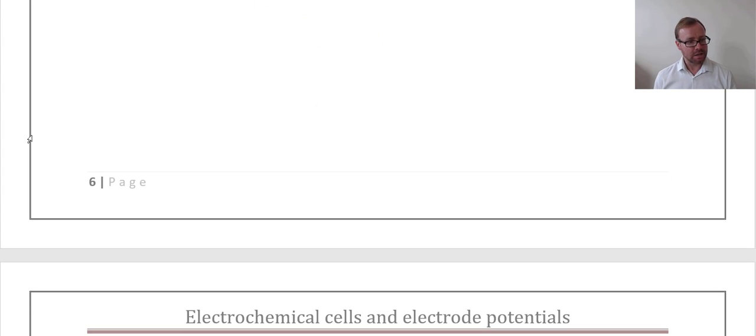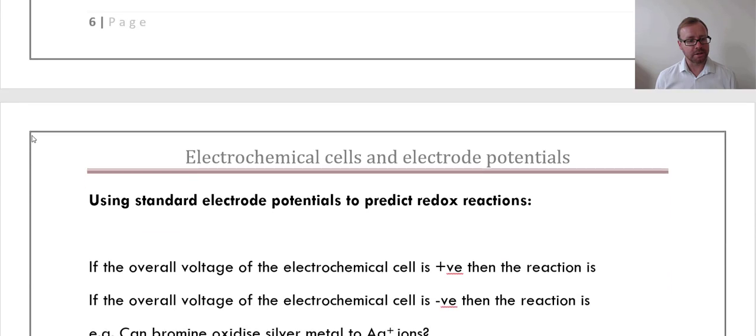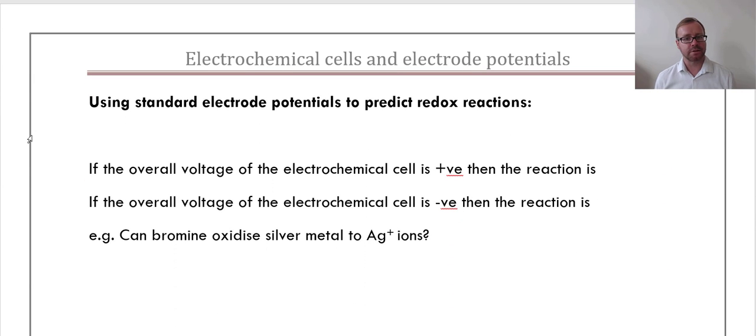Okay, so what are we going to do now? So using standard electrode potentials to predict redox reactions. Okay, so if the overall voltage of the electrochemical cell is positive, then the reaction is feasible. If the overall voltage of the electrochemical cell is negative, then the reaction is not feasible.